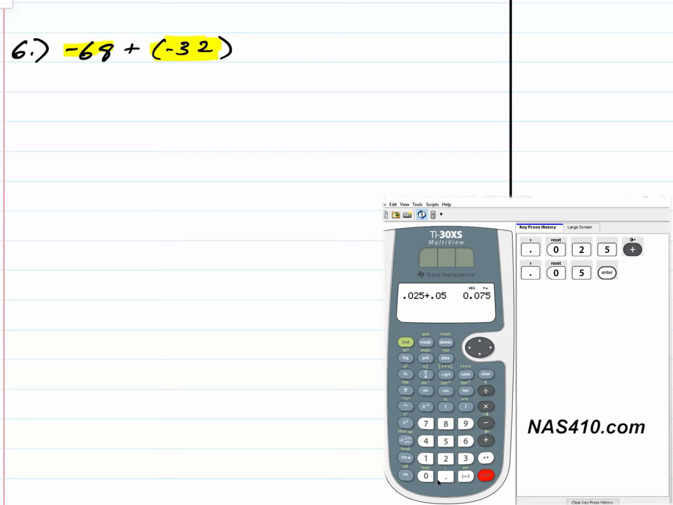Okay, number 6, guys. Essentially what I have here is two negatives, right? And I'm adding them together. So it's like adding two debts together. Okay, and so if I owe somebody $68 and then later on I borrowed $32 from them, at the end of the day, I owe them $100.